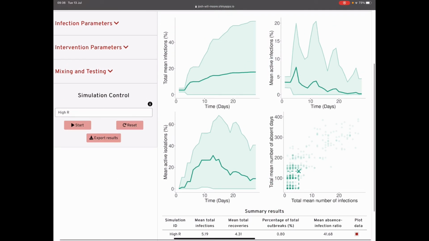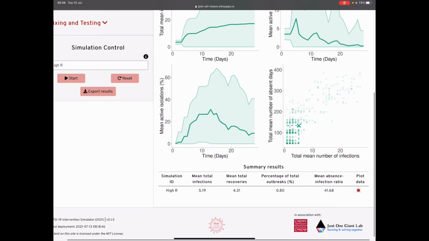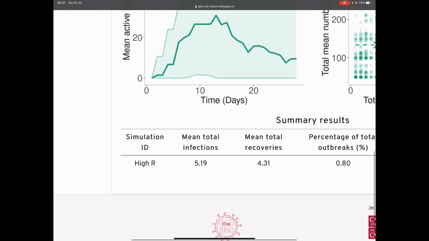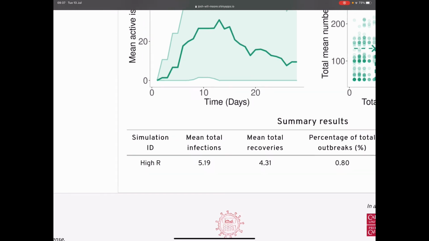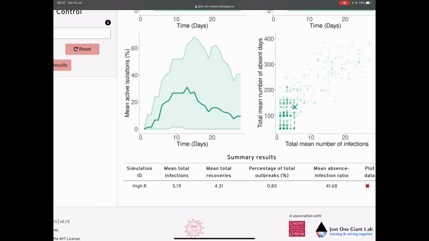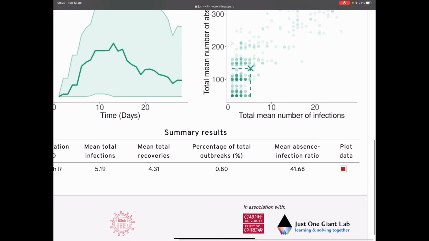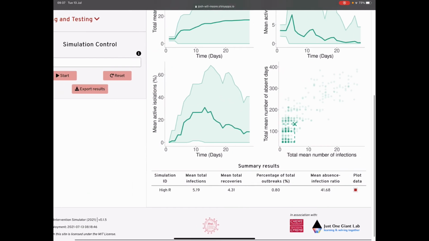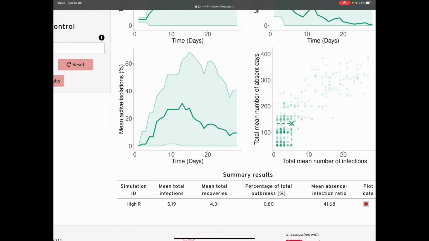Now, these graphs are in percentages, but this summary table down below, that gives you the numbers in exact quantity. So mean total number of infections here is 5.19. So that tells you, on average, you'd expect 5 people to be infected in this kind of setup. Mean total recoveries, percentage of total outbreaks. Now, what this tells us is that 0.8% of the time, the entire class becomes infected. So it's a very small chance that the entire class becomes infected, but that's what that represents. The total outbreak is the probability that the entire class becomes infected. And then mean absence infection ratio is the ratio of what you're seeing in this bottom right graph here.